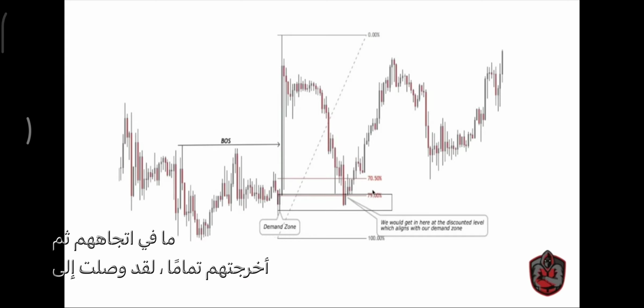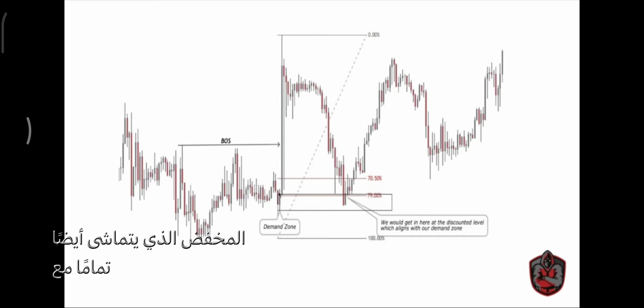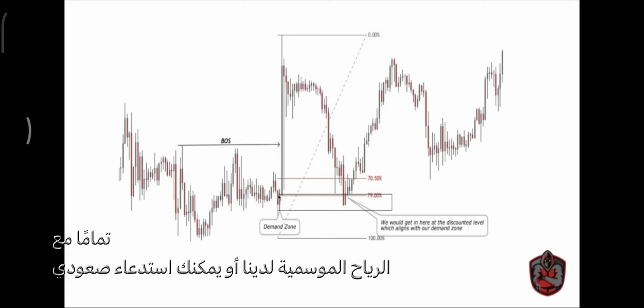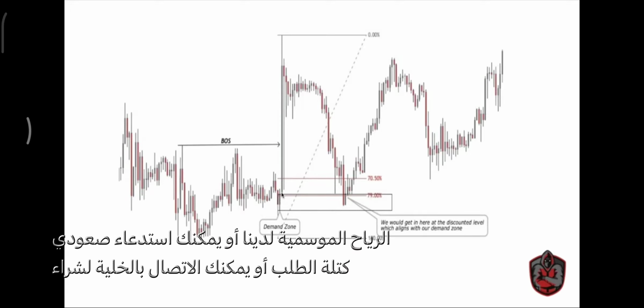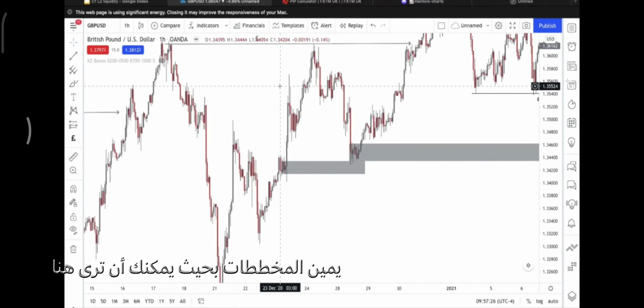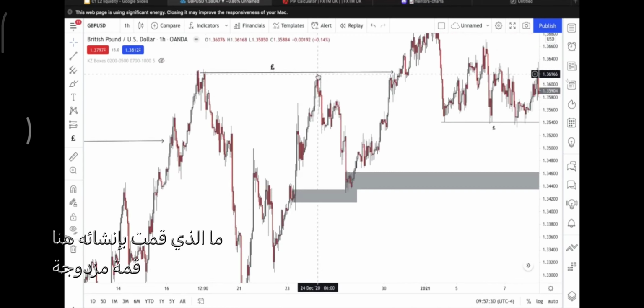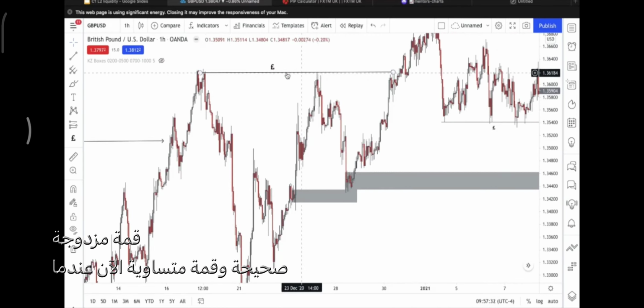As you can see, it sort of moved in their direction and then it took them out fully. And it came to our discounted areas, our 79% discounted level, which also aligns perfectly with our demand zone, or you can call it our bullish order block, or you can call it the sell to buy, right, of charts. So as we can see here, GU, right? What did GU create right over here? A double top, correct? An equal high.